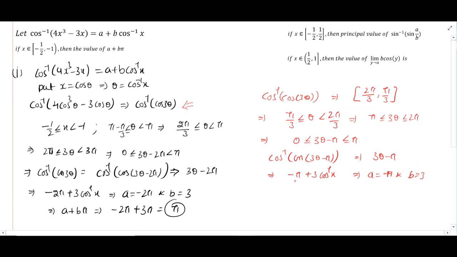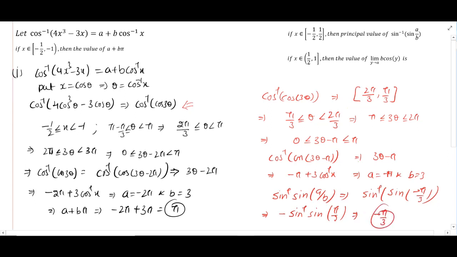Now putting the value of a and b in sine inverse of sine a by b, this will become sine inverse of sine of minus pi by 3. Now I can simply take the minus value out. So this is minus sine inverse of sine pi by 3. And we know that the principal branch of sine is minus pi by 2 to pi by 2. So this will simply convert as minus pi by 3. So this is the solution for the second part.